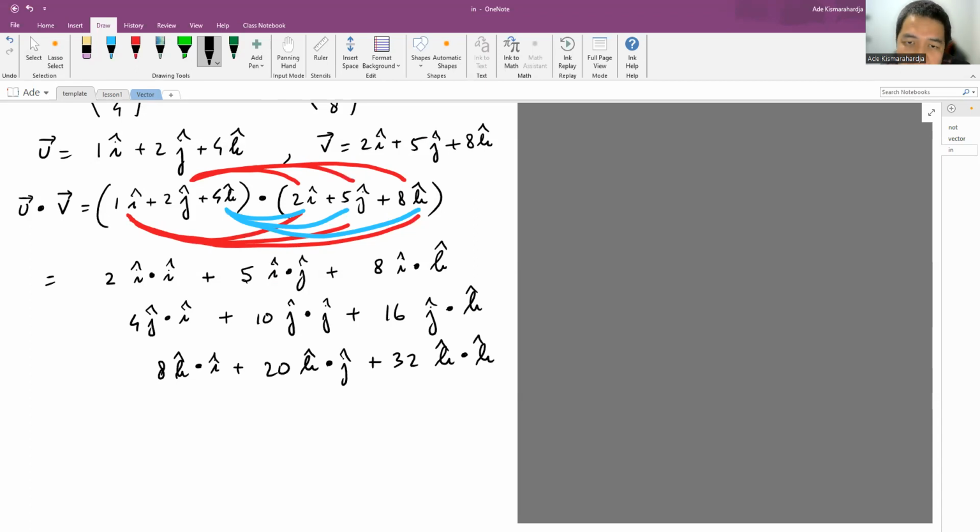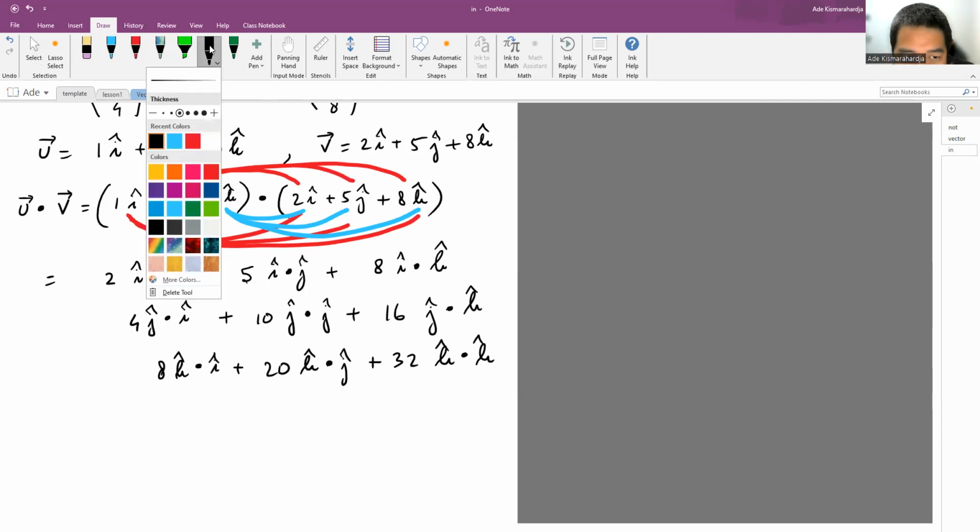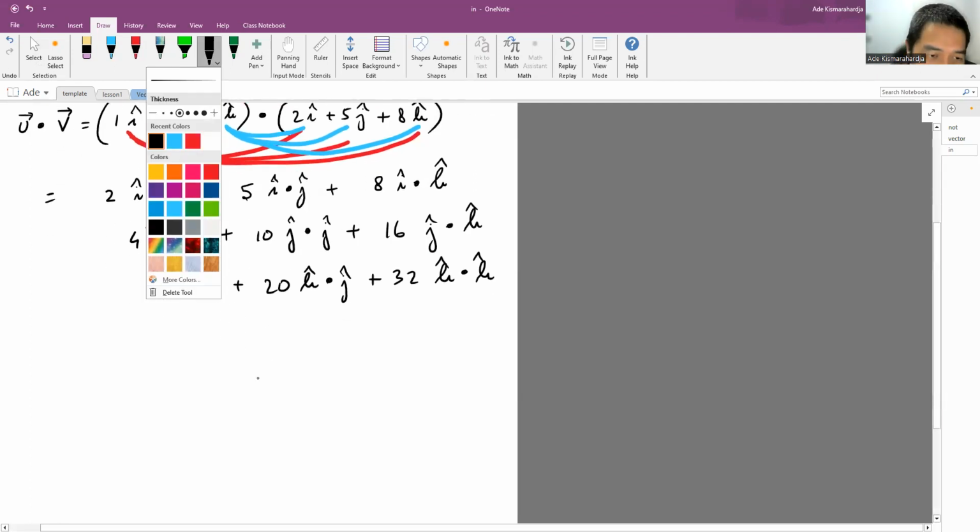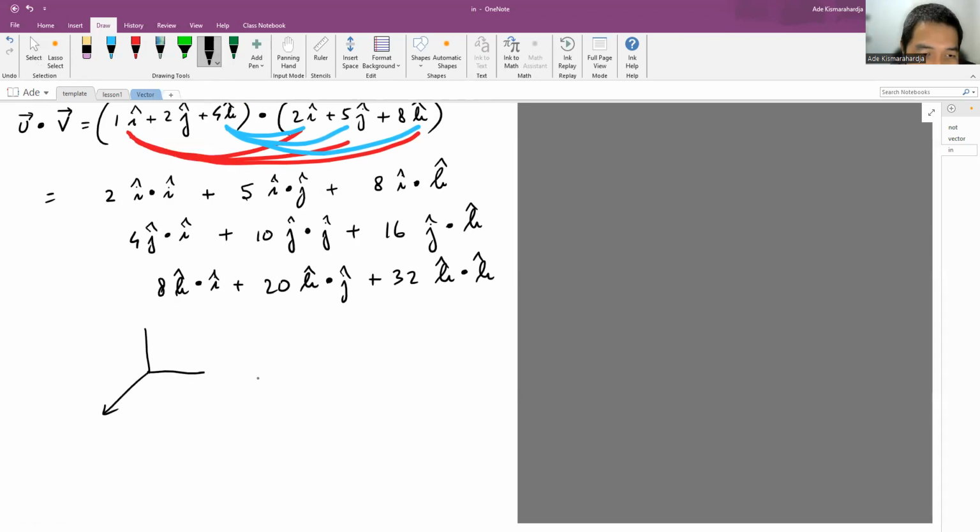i·i, i·j, i·k, j·i, j·j, j·k, k·i, k·j, k·k. Well, now you need to know, when you have these unit vectors, let me tell you again.